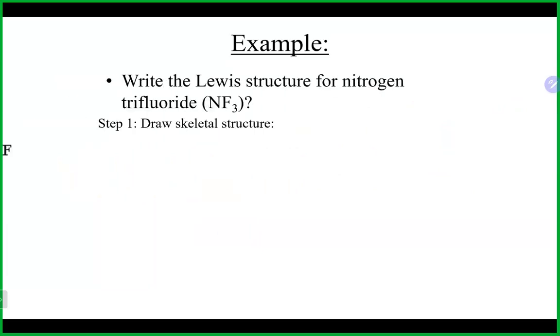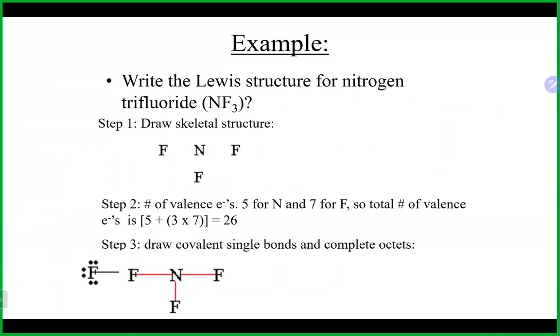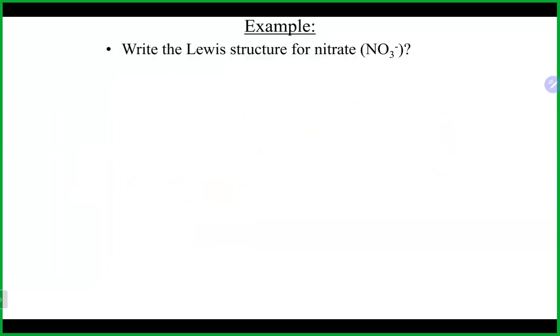Okay. So why don't you try one there? Why don't you draw, not that, because that's the one we just did. Why don't you do nitrate there and draw the Lewis structure for it, NO3 minus.